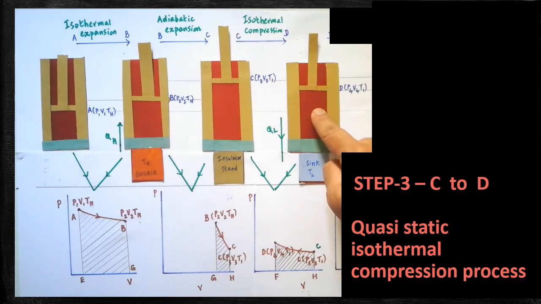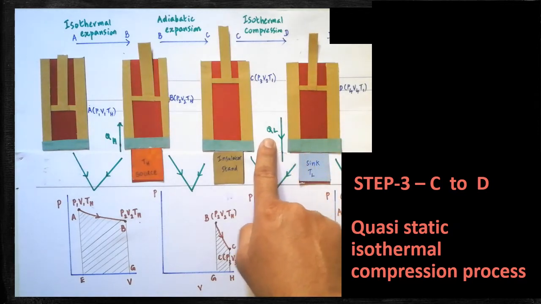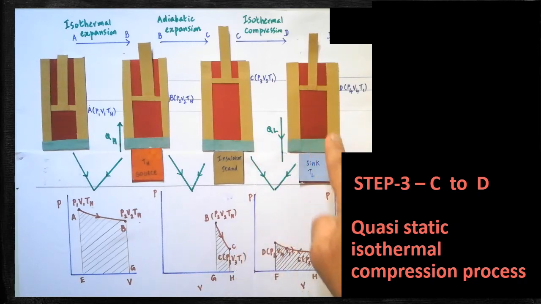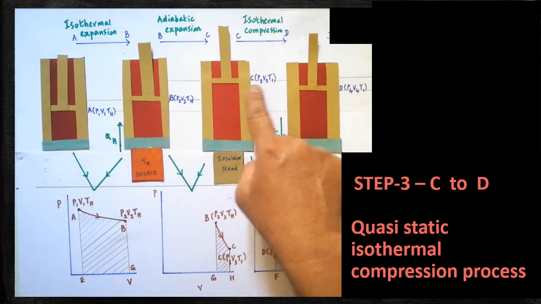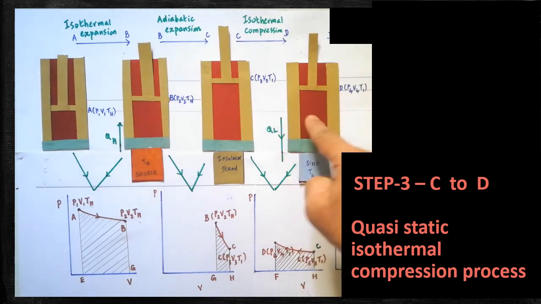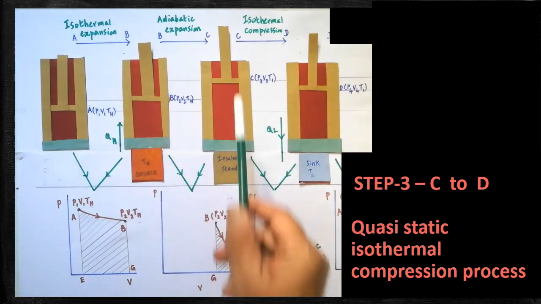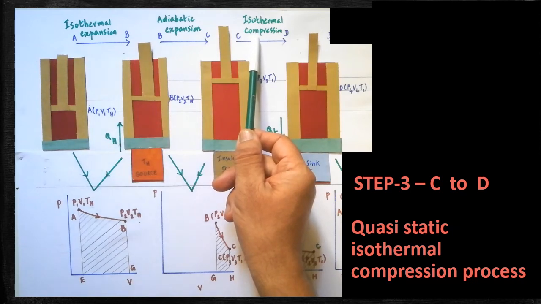But the excess heat will be transferred to the sink. Here you have to imagine that QL amount of heat is transferred from the working substance to the sink. After absorption of QL amount of heat, again the same temperature will be maintained. Initially the temperature was T1. After moving the piston from C position to D position, QL amount of heat is transferred here. Again the same temperature T1 is maintained. That's why the name of the process is called the isothermal compression process.